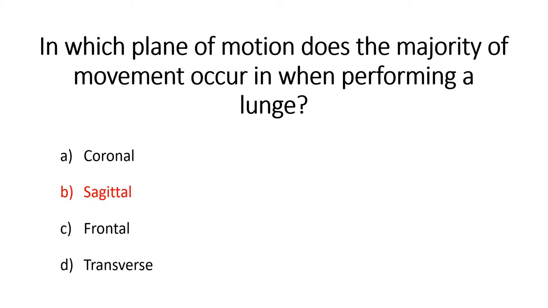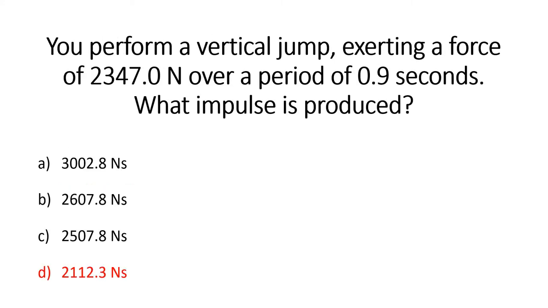Okay, your next question was a mathematical one. It required you to perform a vertical jump where you exerted a force of 2,347 newtons for a duration of 0.9 seconds. So what magnitude of impulse was produced? The answer was D, 2,112.3 Newton seconds.